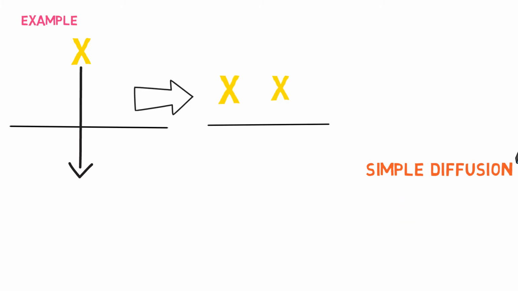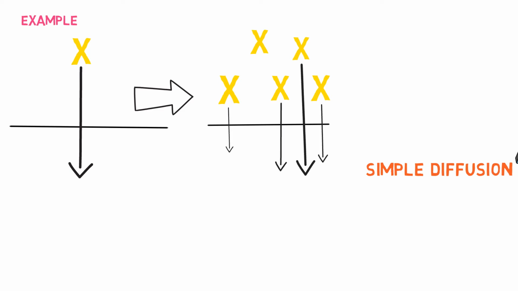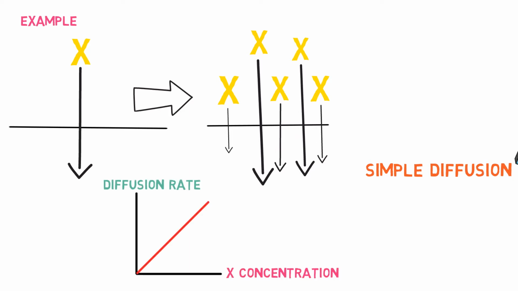Simple diffusion occurs without any help. Let's take an example. X crosses the cell membrane by simple diffusion, so it does not need any help. When X concentration increases outside the cell, the speed of diffusion of X into the cell also increases. If we draw a graph, the graph will look like this. Diffusion rate increases with increase in solute concentration.